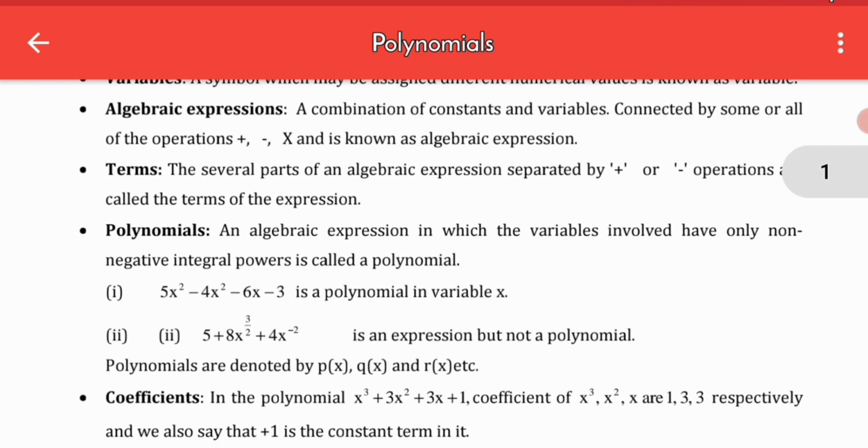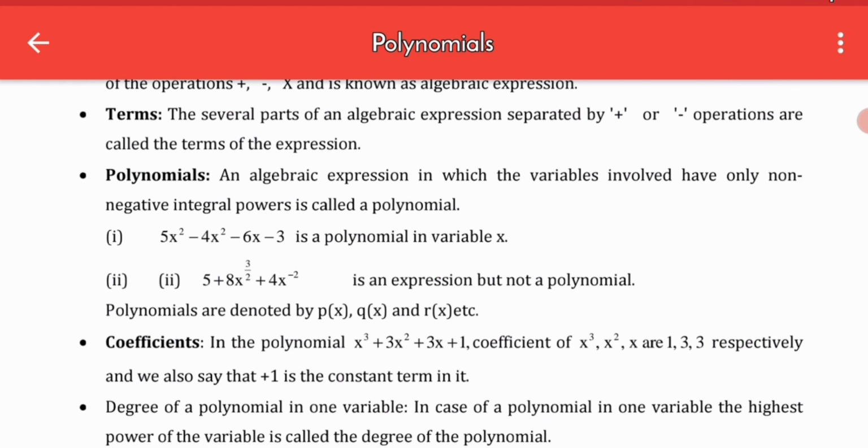Algebraic expressions. A combination of constants and variables connected by some or all of the operations plus, minus, multiplication is known as an algebraic expression. Terms. The several parts of an algebraic expression separated by plus or minus operations are called the terms of the expression.